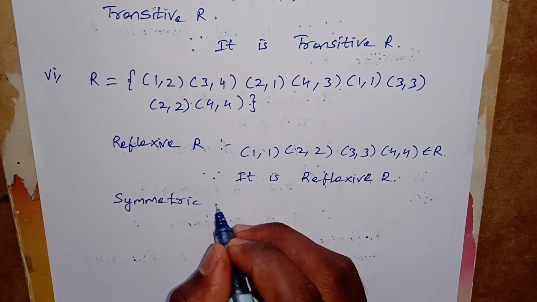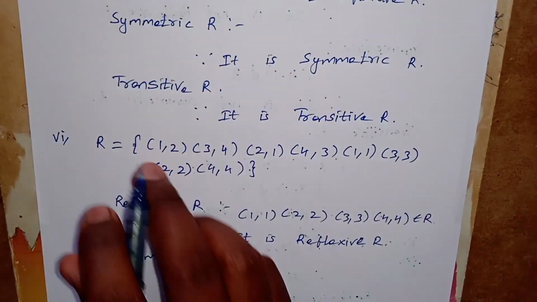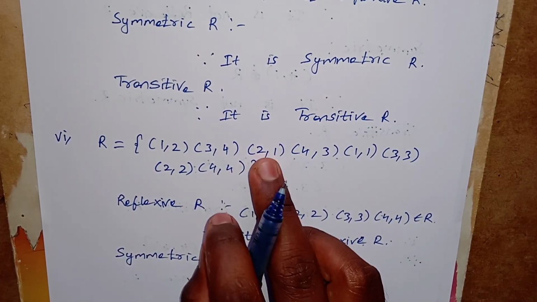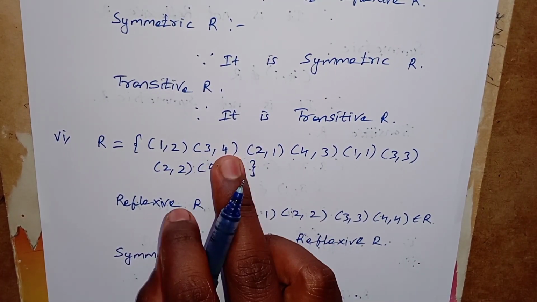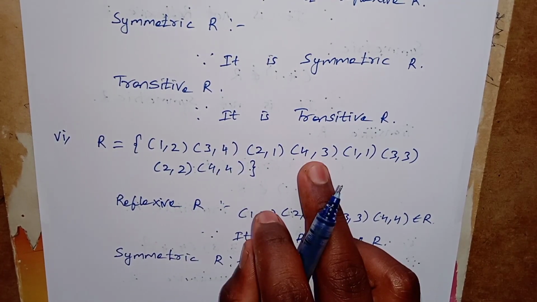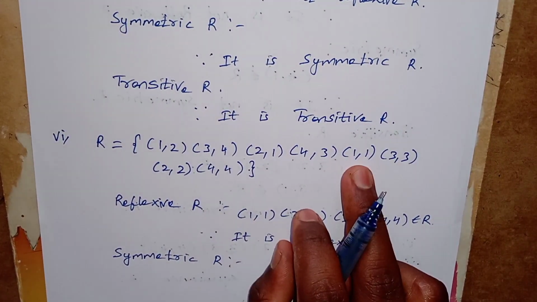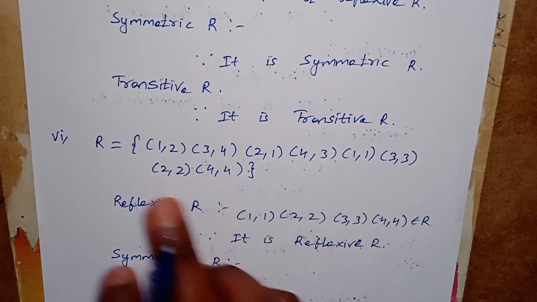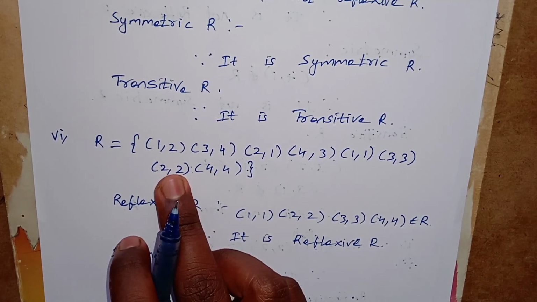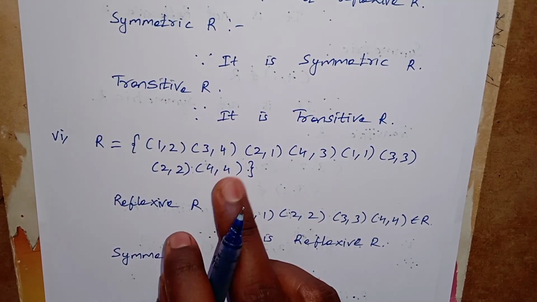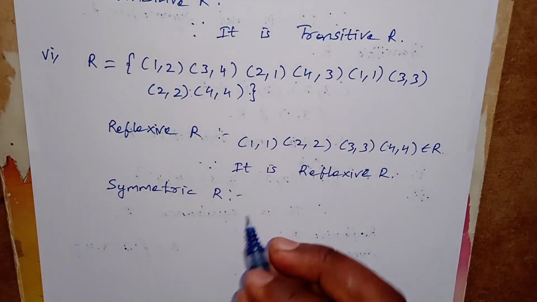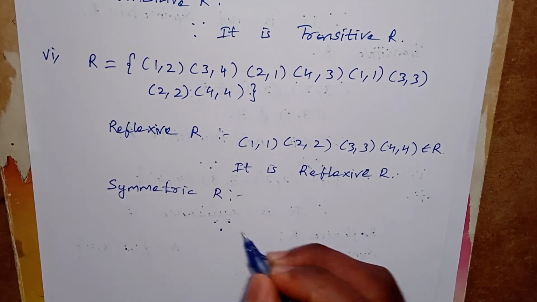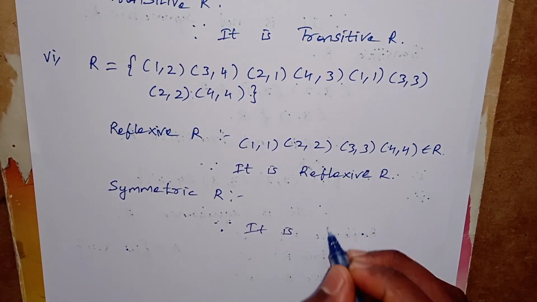relation. Here 1 comma 2, inverse is 2 comma 1, present. Okay, 3 comma 4 inverse 4 comma 3 also present. 1 comma 1 inverse same 1 comma 1. 3 comma 3 inverse 3 comma 3. 2 comma 2 inverse same 2 comma 2. 4 comma 4 inverse same 4 comma 4. Therefore here it is satisfying symmetric relation. Therefore it is a symmetric relation.